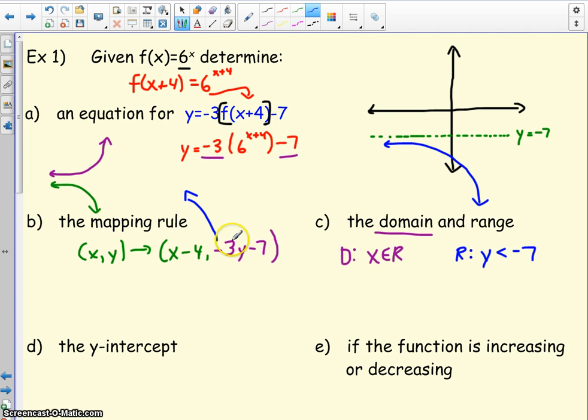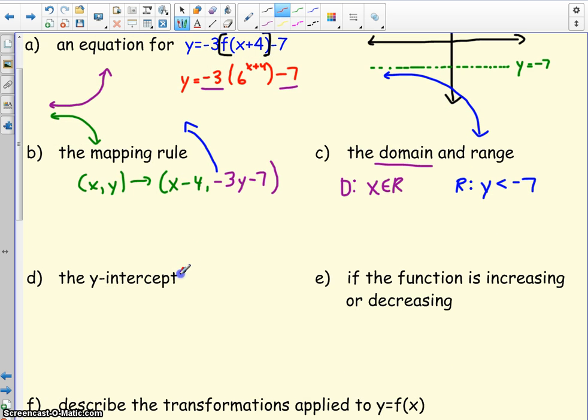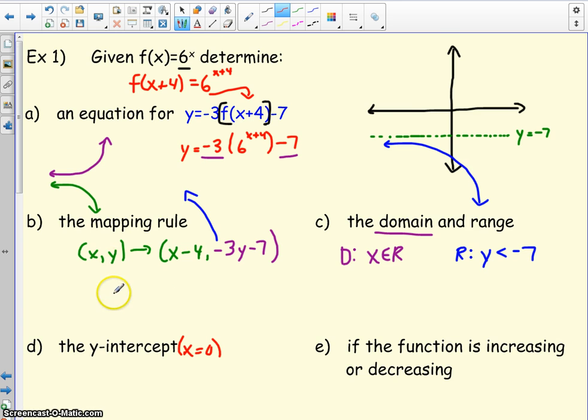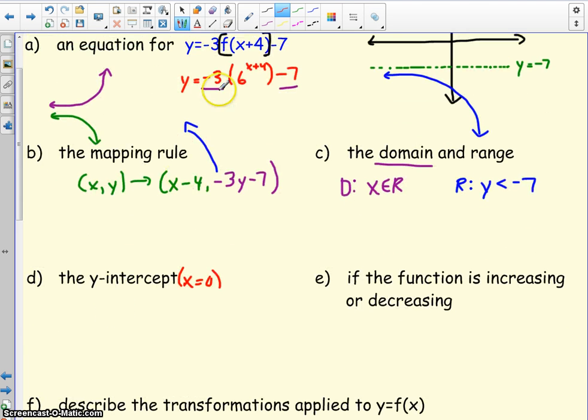Okay, now for my y-intercept, I can calculate that by putting in x equals 0 into the equation. Okay, so give this a try on your own as I work through this here. So if I take my function up here, negative 3, 6 to the 0 plus 4, minus 7. So just simplifying, negative 3 times 6 to the 4 minus 7.